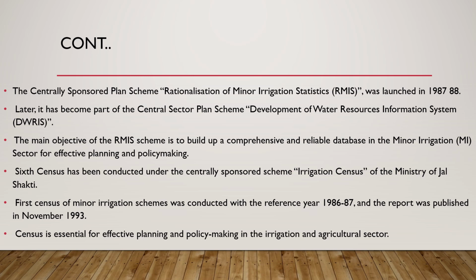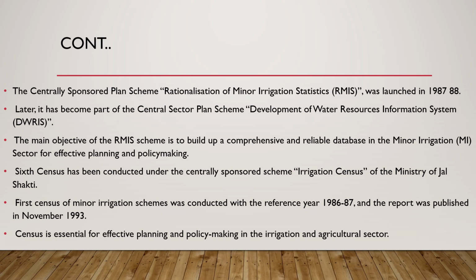The centrally sponsored plan scheme Rationalization of Minor Irrigation Statistics was launched in 1987-88. Later, it became part of the central sector plan scheme Development of Water Resources Information System. The main objective of the RMIS, the Rationalization of Minor Irrigation Statistics scheme, is to build up a comprehensive and reliable database in the minor irrigation sector for effective planning and policy making.